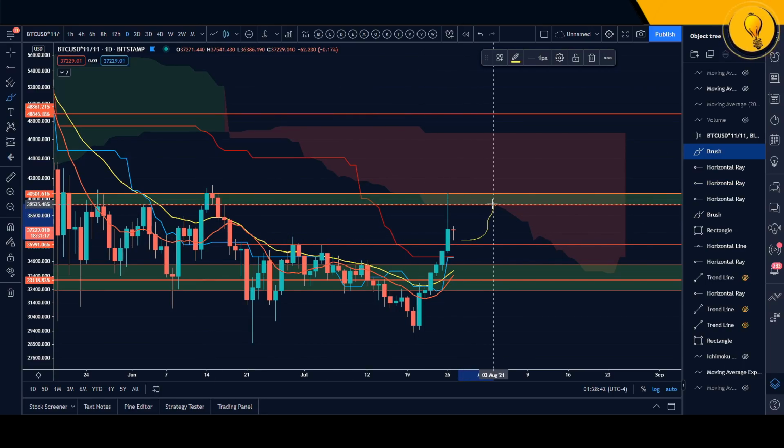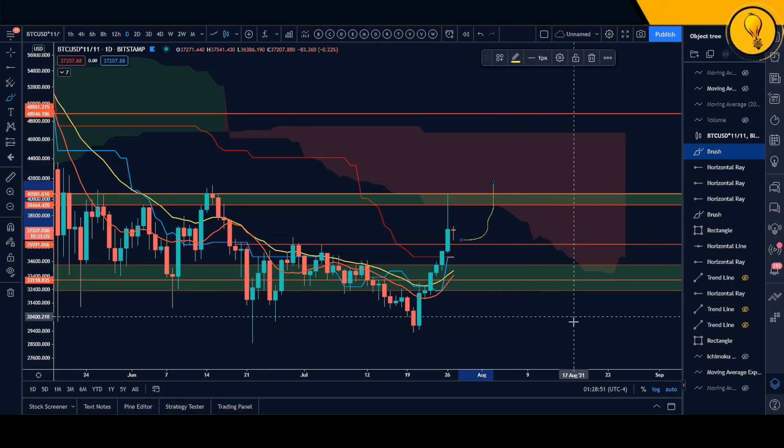Okay, once again, testing the green box territory. We start breaking the green box territory, then buckle in. I think the bulls have more oomph in them. Now, yeah, this is what Bitcoin is up to.